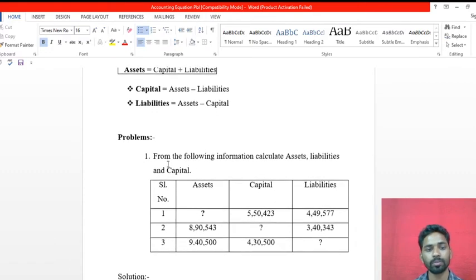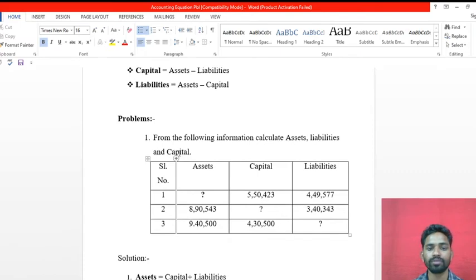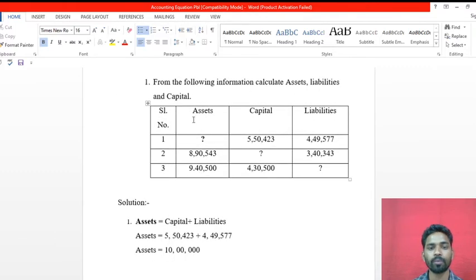First of all, see the problem. From the following information calculate assets, liabilities and capital. There are three cases. In case number 1, we have to ascertain assets. Capital is given, 5,50,423, and the liability is given, 4,49,577.